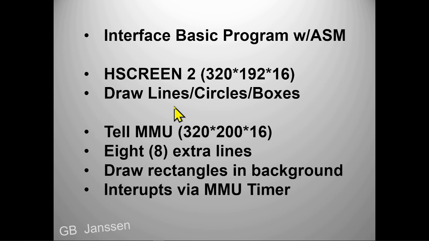But we've got an assembly language program in there. It's going to be running in the background. It's going to tell the MMU to display 320 by 200 with 16 colors. If you notice, there would be 8 extra lines. The BASIC program is working with 192 lines, while our assembly language program is going to work with 200 lines on the screen.